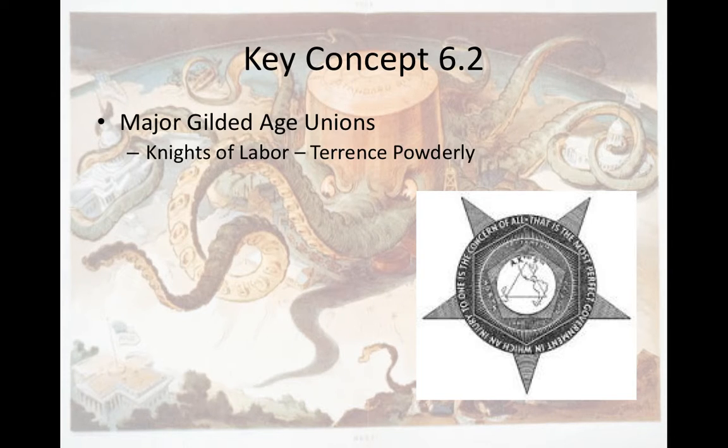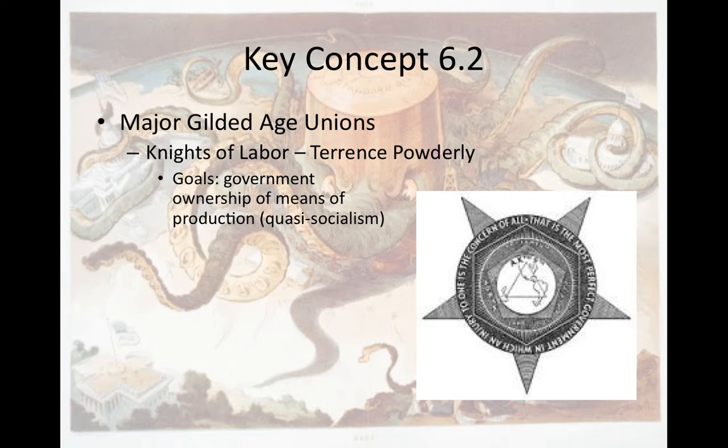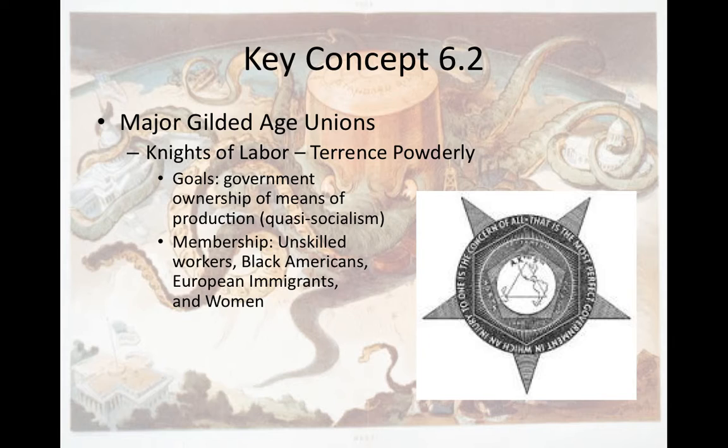The first is the Knights of Labor. They were headed by a man named Terence Powderly. Their goals were they wanted to see government ownership of the means of production. Okay, so they were kind of this quasi-socialist, not Bernie Sanders type of union. They wanted to see the government sort of nationalize the means of production because they thought that it could be better regulated that way. Their membership included unskilled workers.